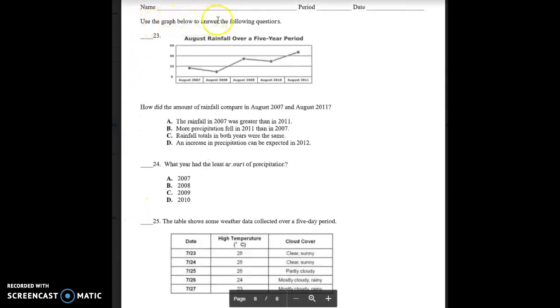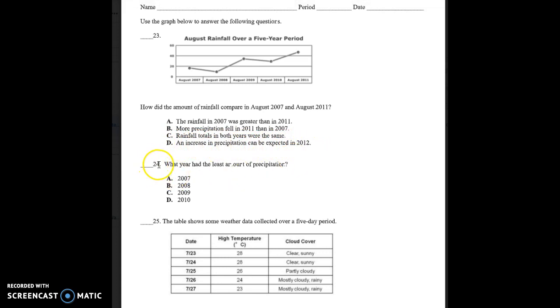Use the graph below to answer the following questions. 23. How did the amount of rainfall compare in August 2007 to August 2011? A. The rainfall in 2007 was greater than in 2011. B. More precipitation fell in 2011 than in 2007. C. Rainfall totals in both years were the same. D. An increase in precipitation can be expected in 2012.